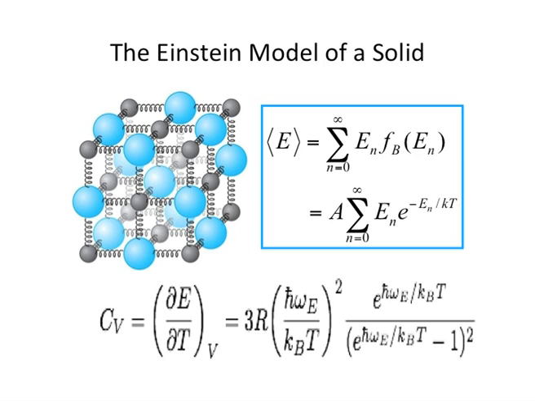Now, Cv is written in the form of dou E by dou T, that is the change of energy with temperature at constant volume, is equal to 3R into h bar omega E, the Einstein associated frequency, divided by kb T, whole square, multiplied by e to the power of h bar omega E divided by kb T in the brackets, denominator, e to the power of h bar omega E divided by kT minus 1 whole square. Here h bar is h by 2 pi, h is Planck's constant, kb is the Boltzmann constant, and T is the temperature.